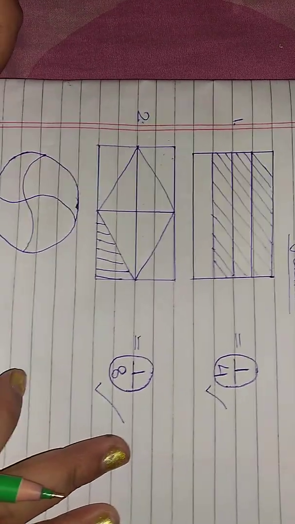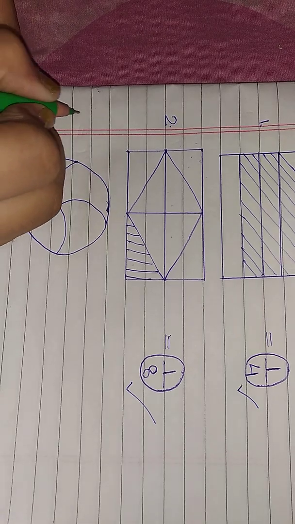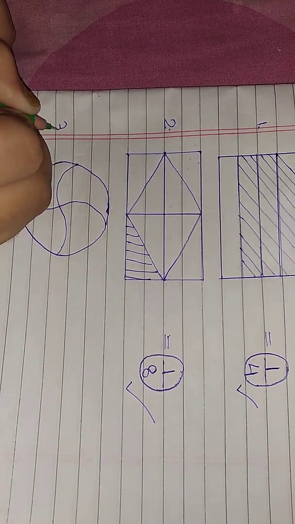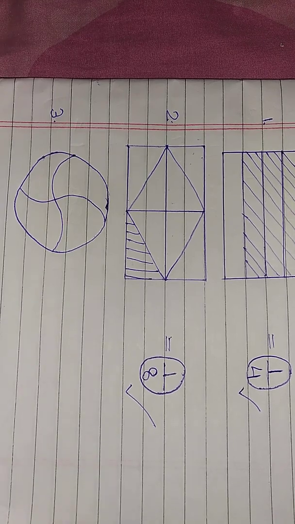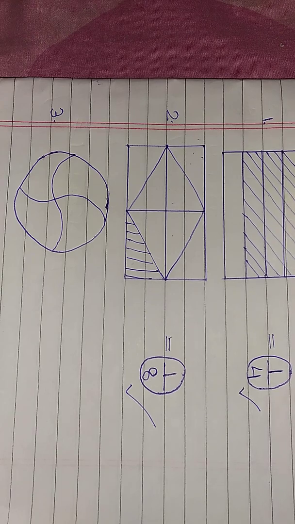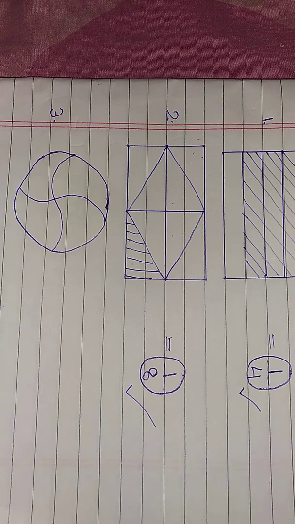Now let's go to the next question. This is question number 3. So you all make this diagram in 5 seconds. I am giving you all 5 seconds. 1, 2, 3, 4, 5. So I have given you 5 seconds. Now I will be showing you this one.